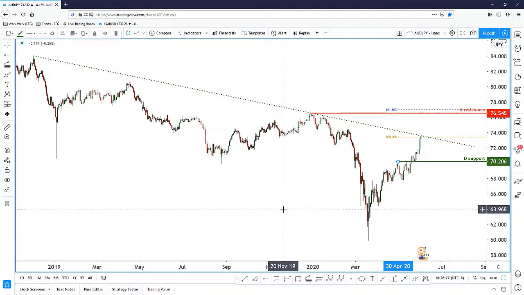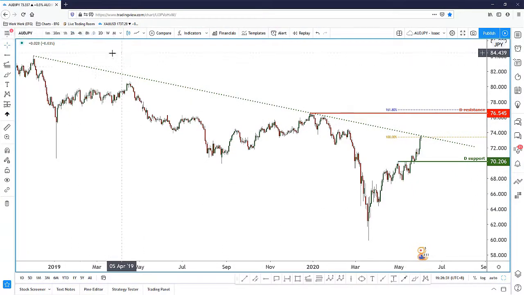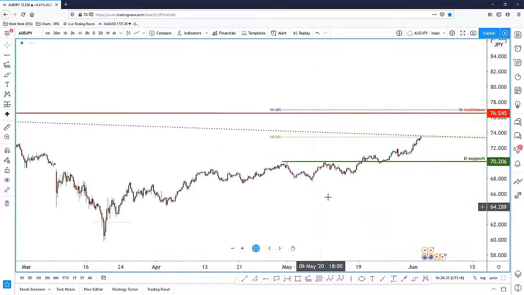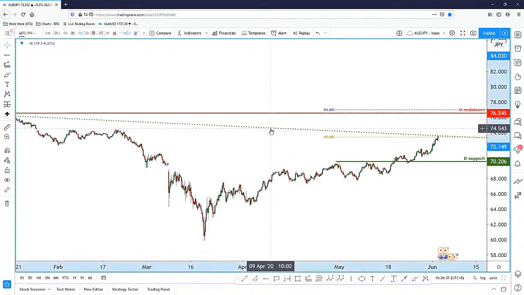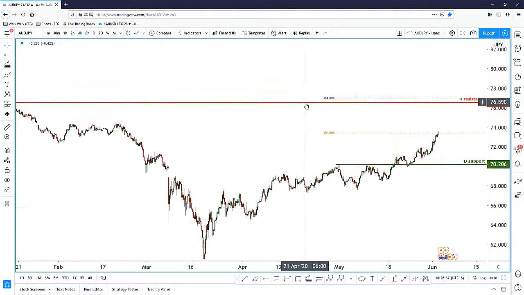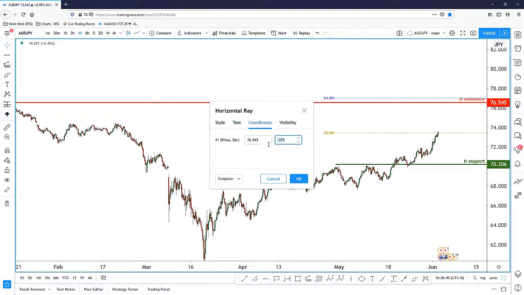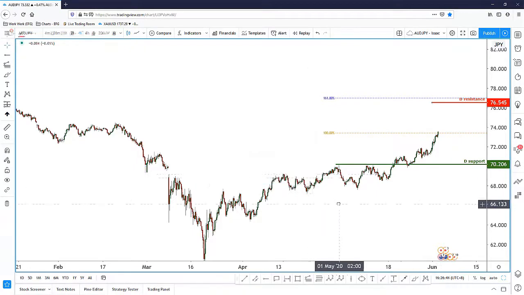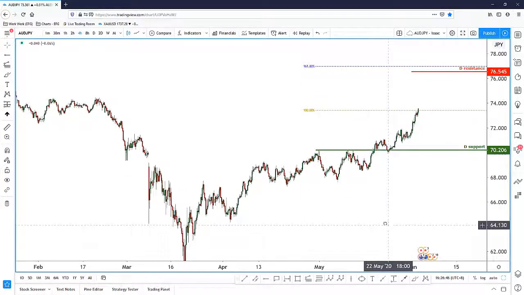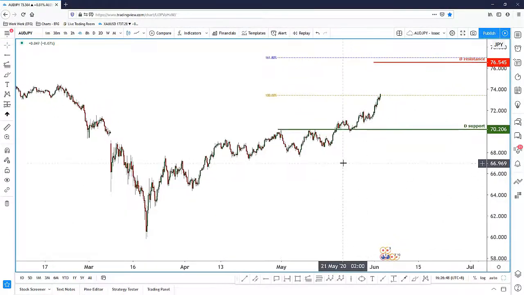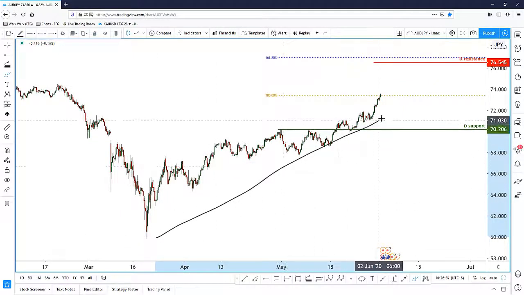So now that we have the daily resistance and daily support, let's quickly go down to the 4 hours. I can remove this trend line because it's too far away, and I'll just bring this line closer because you guys know already that we got it right at the top, and it's also the 161.8. On the 4 hours, we see that price is actually on an uptrend.